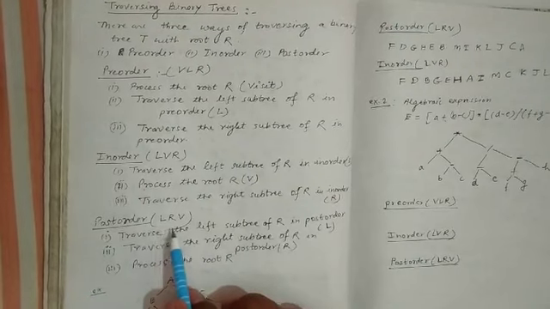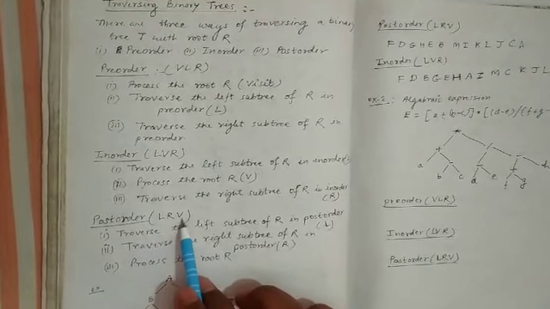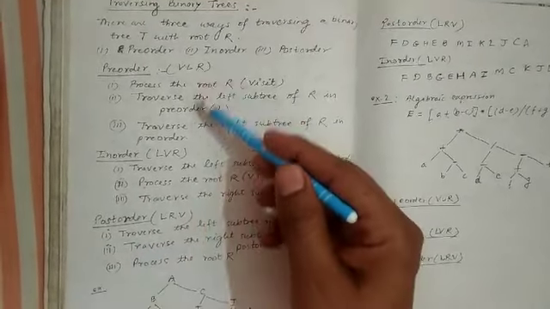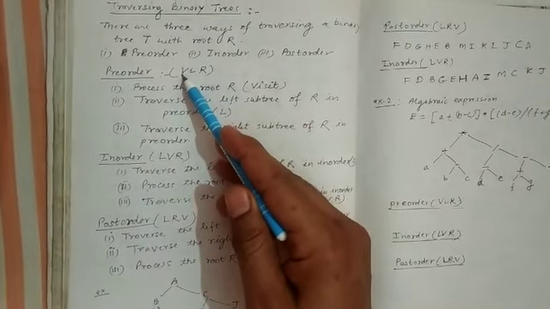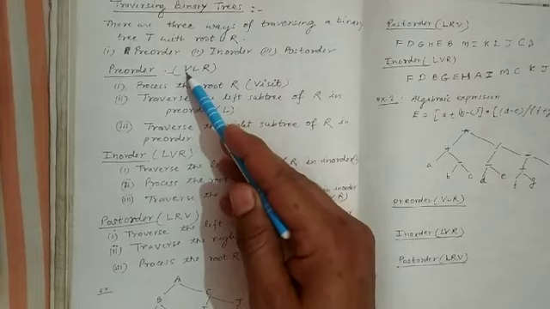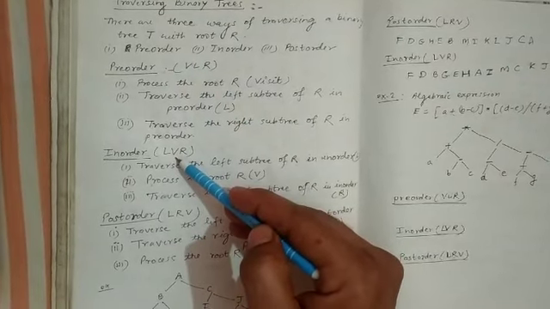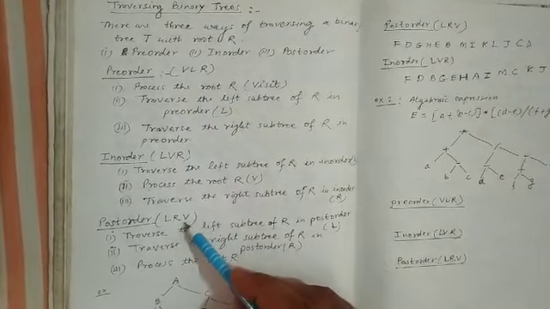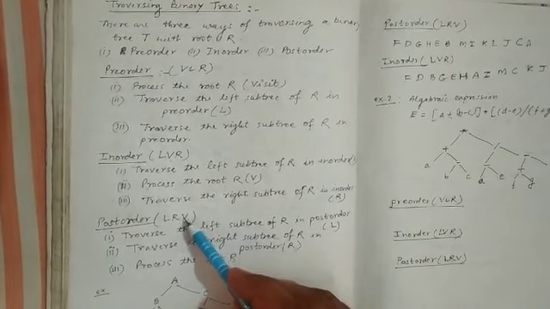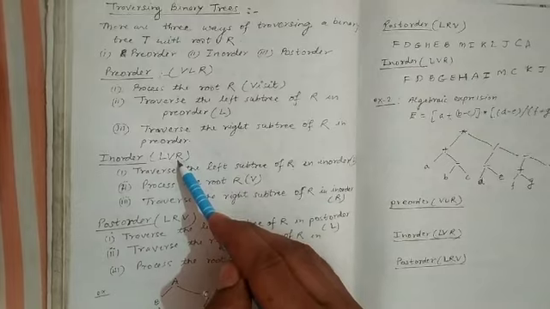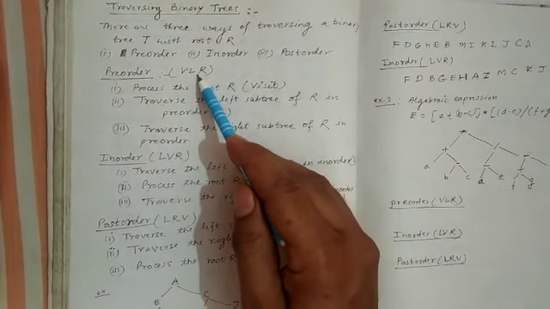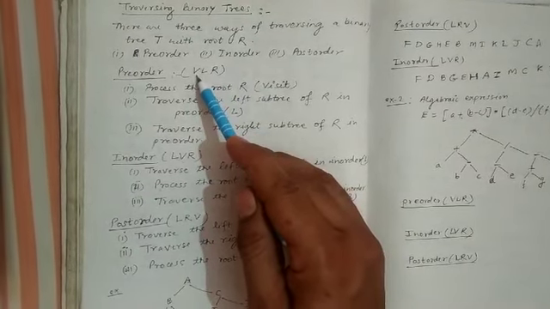Similarly, the post-order traversal follows LRV. Just see the difference between these three. Here in pre-order, we visit first. In in-order, we visit in between, and in post-order we visit at the last. So the V term comes last here. In case of in-order, the V visit comes in between, and for pre-order it comes at the first.